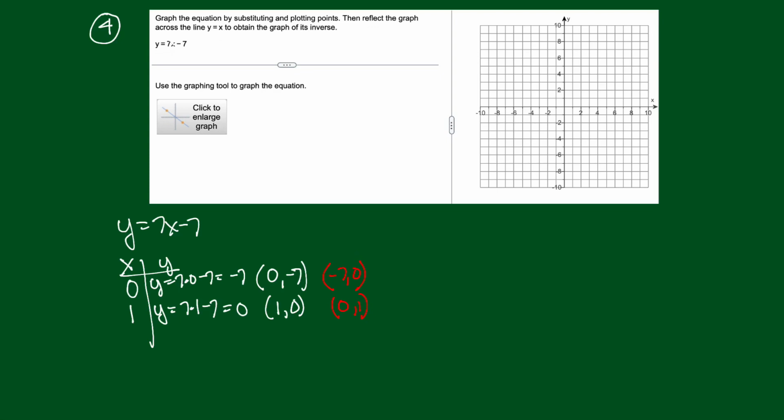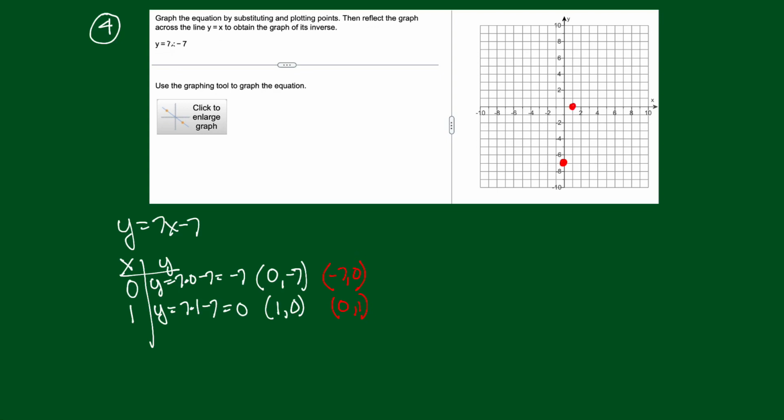So first of all, I'm going to get the line itself. So let's get this line, y equals 7x minus 7. Here are 2 points. So when x is 0, y is negative 7. I'll do this one in red. So 0 and negative 7, that's way down here. So 0 and negative 7 is right here. The next point is to the right 1, up 0. All right, so 1 and 0. So let's get that one. 1 and 0 is going to put me right here.